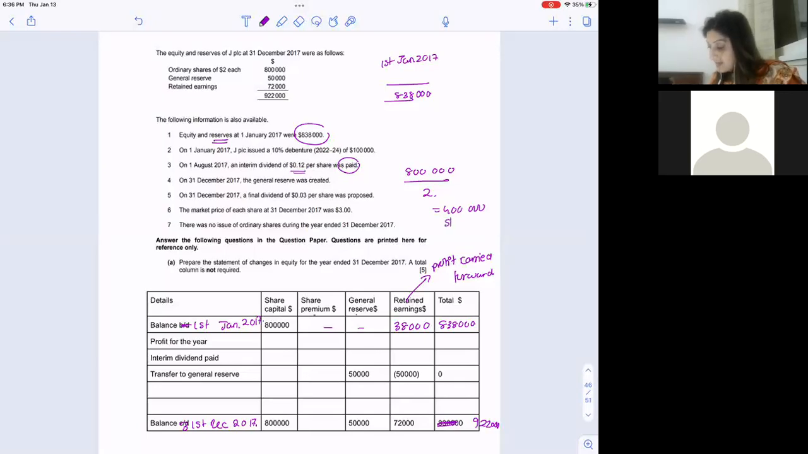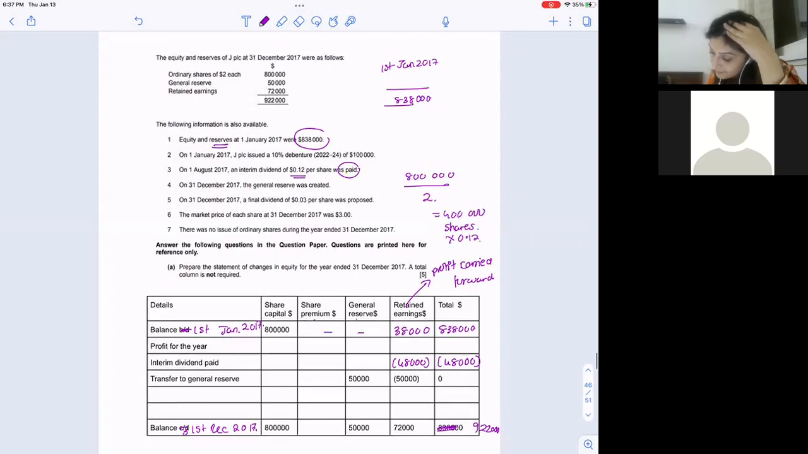How many shares you have? You have 400,000 shares, and the interim dividend is 0.12 per share. So multiply it with 0.12, you will get interim dividend as 48,000. Interim dividend you pay from your retained earnings and you subtract it from your total.